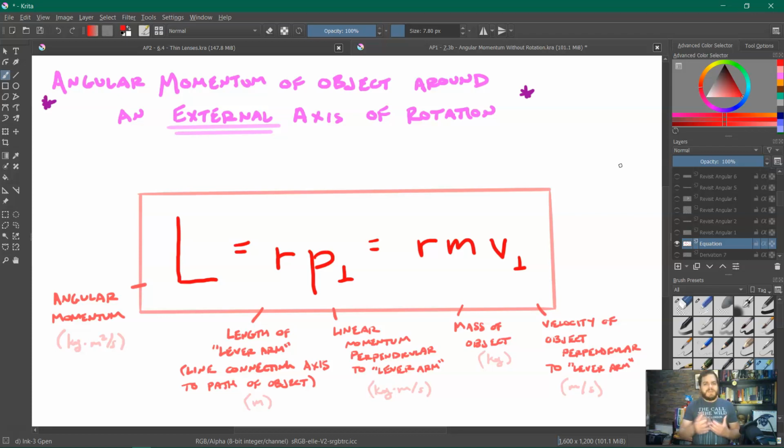So r is the length of this lever arm, but that lever arm really is just the distance separating the axis of rotation from that trajectory. And p, the linear momentum, is basically the momentum perpendicular to that lever arm. So we want to set up our lever arm so it is perpendicular to the trajectory. And additionally, this is equal to rmv perpendicular, because usually we will have the mass and the velocity, not the p, so this is another way to write that, where m is the mass of this external object, and v is the velocity of this object perpendicular to this lever arm in meters per second.